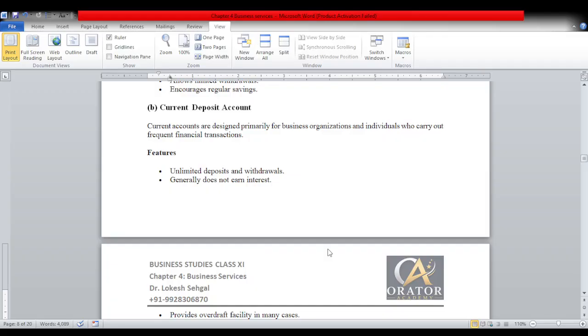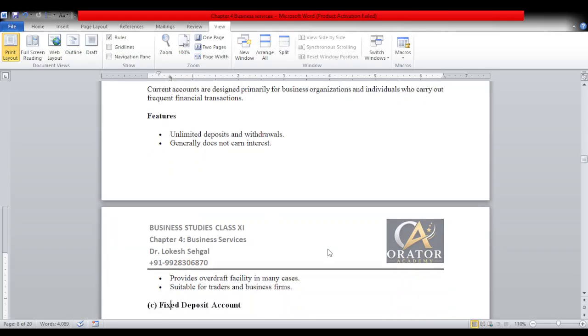They try to make payments to other vendors or other service providers at different periods of time. Sometimes, on a regular basis, they have to avail the service and send the payment. So in that case, a current account deposit will not earn any kind of interest.